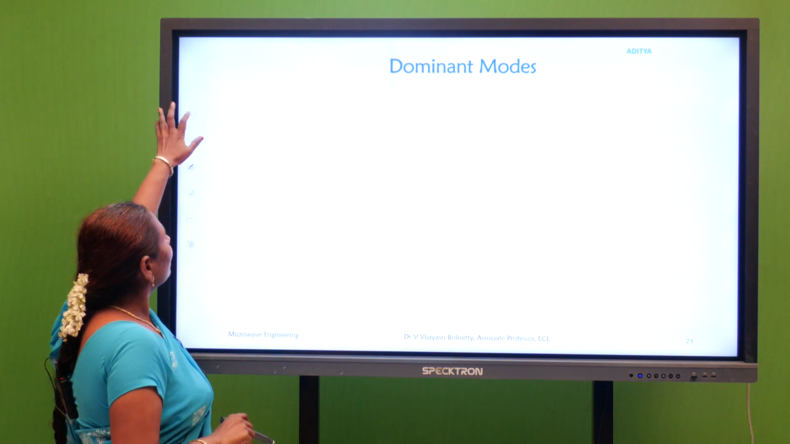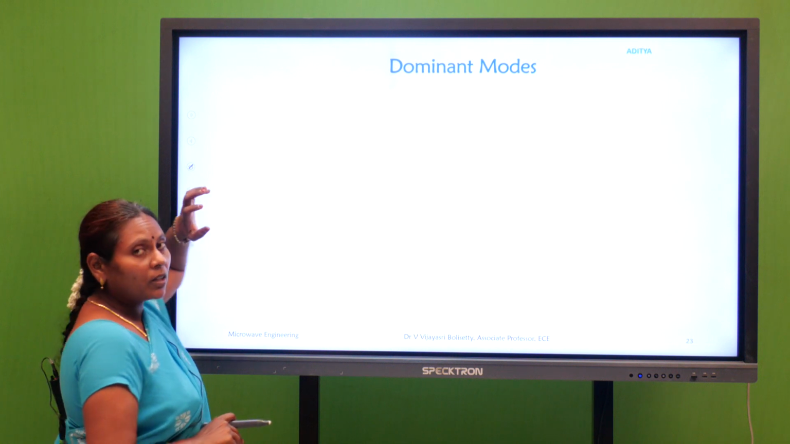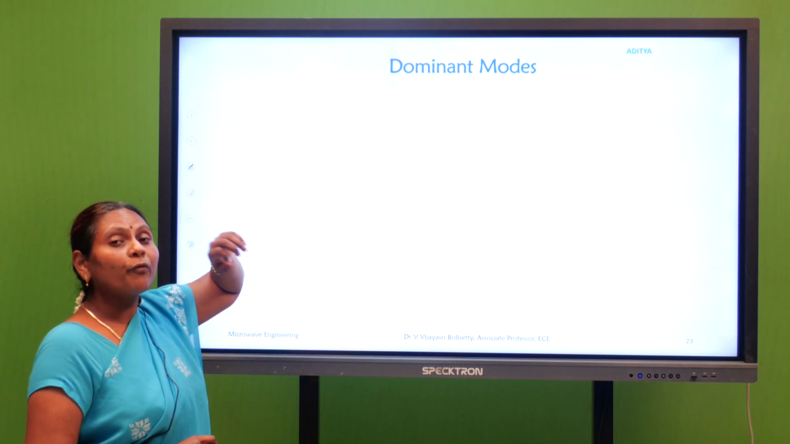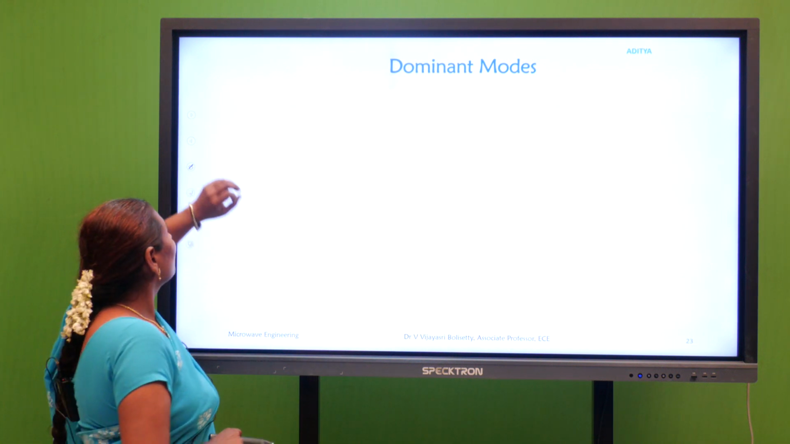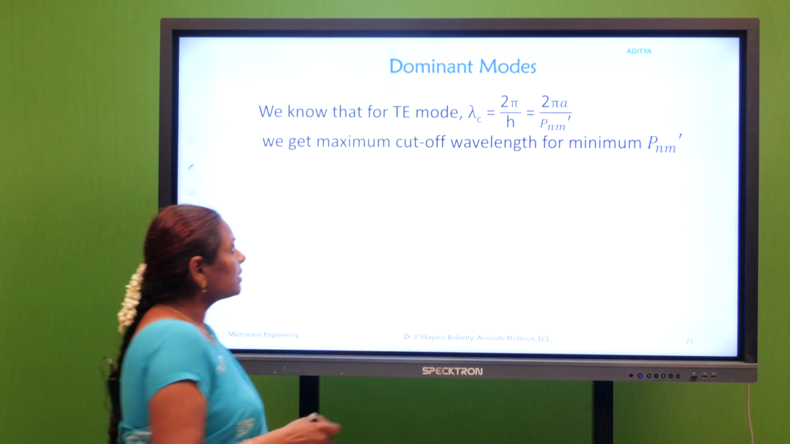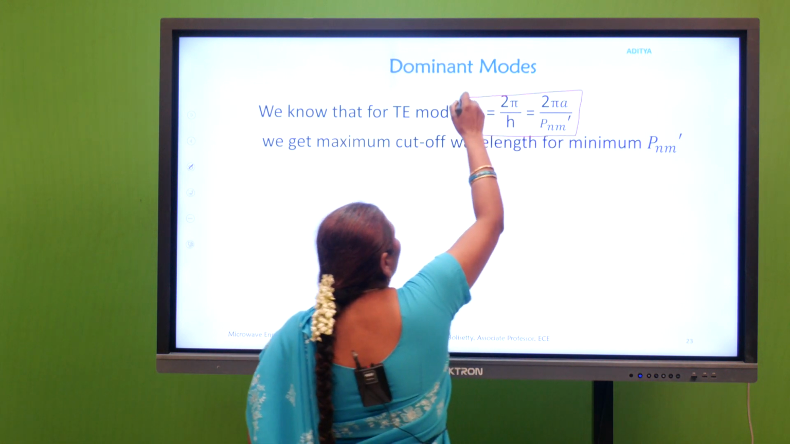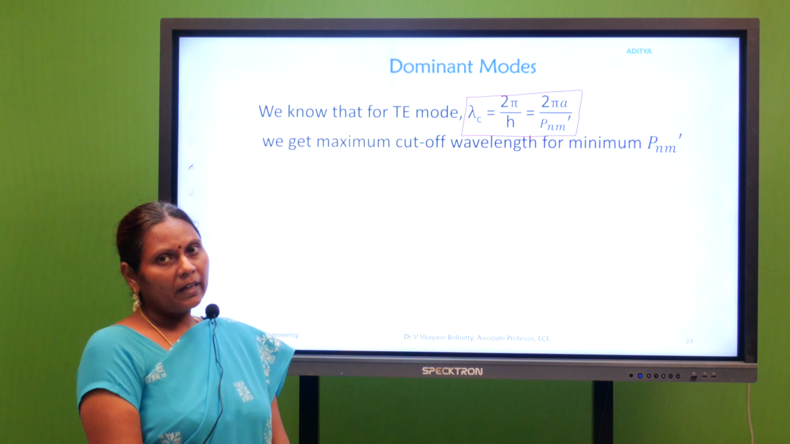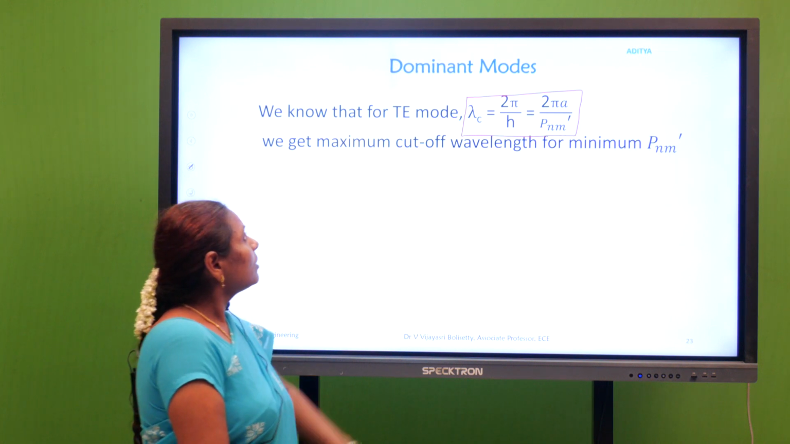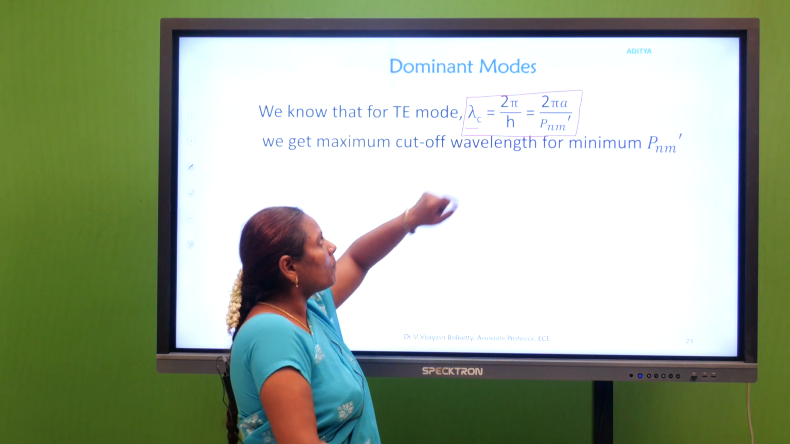So, coming to the dominant mode, which is having the higher cutoff frequency, that means we want a higher cutoff wavelength. We make use of the same lambda c relation. For example, if we take the TE mode, lambda c is equal to 2 pi a by Pnm dash. So, dominant mode means the mode which is having the higher cutoff wavelength, lambda c should be maximum.